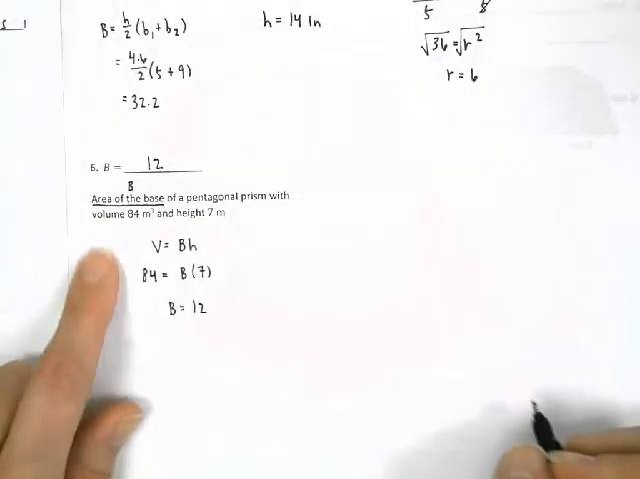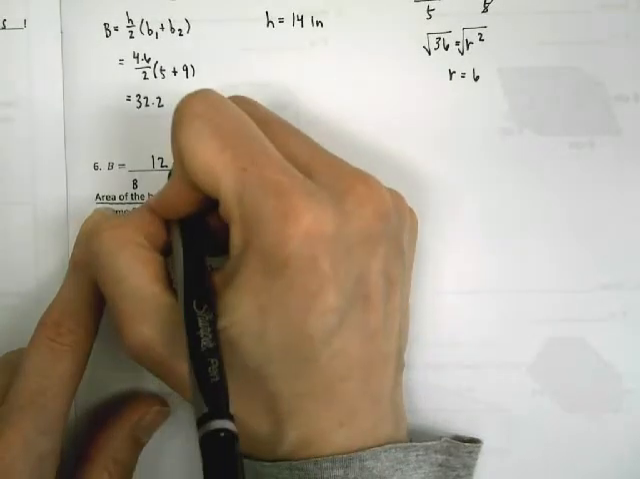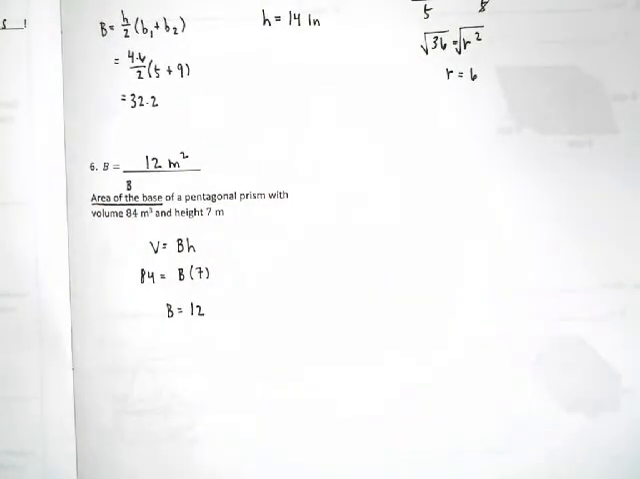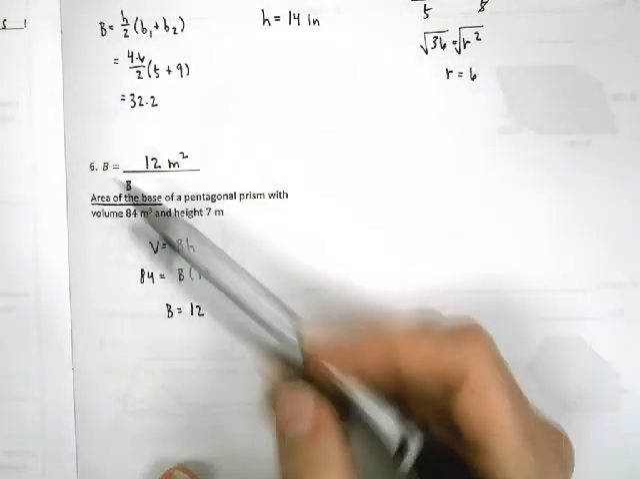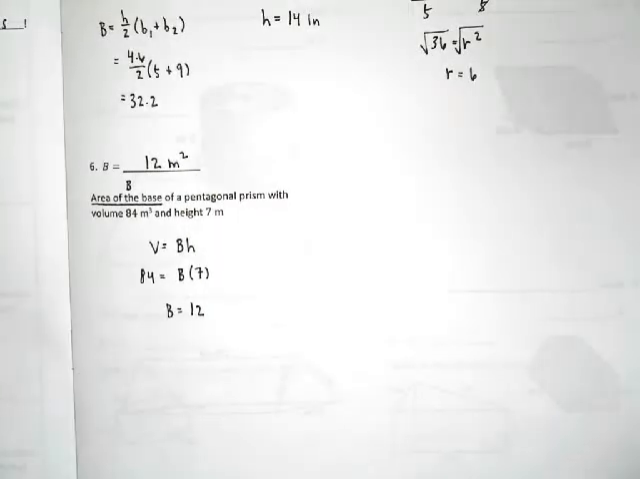Now, in this case, because they're asking me for area, I know those units have to be squared. In the other cases, they were asking us for a diameter, a height, or something like that, so we had just regular units. But now if I'm being asked for an area, I need to make sure to give my answers in units squared.